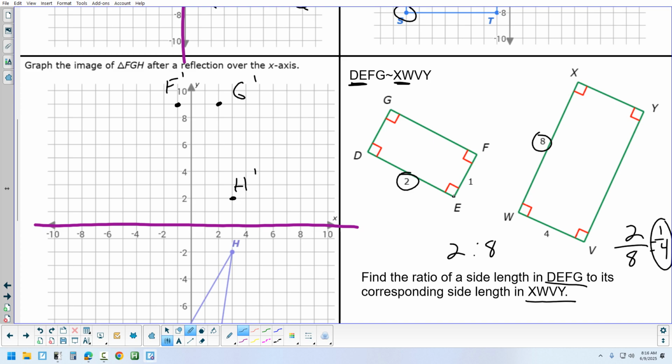That's all. That's how you do it. Just make sure you pay attention to the order they want you to compare them. If these two things were switched, then instead of saying 2 to 8, I would have said 8 to 2. Okay? Just whatever order they want me to do it.